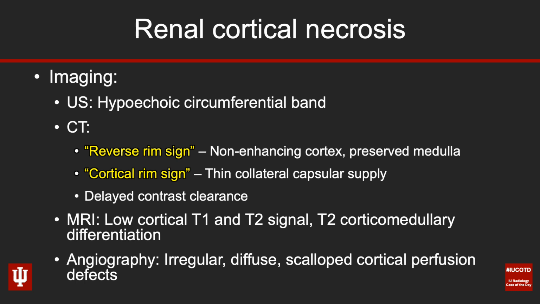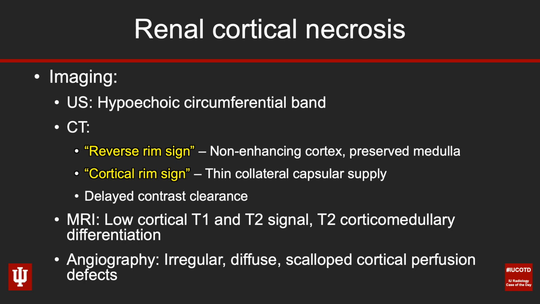On MRI, renal cortical necrosis essentially appears as decreased signal of the cortex on T1 and T2. This is not to the level of hemosiderosis, but normally the cortex is brighter on T1 than the medulla. On T2, differentiation between cortex and medulla is usually difficult, but this differentiation is exaggerated from the decreased signal of the cortex on MRI during renal cortical necrosis.